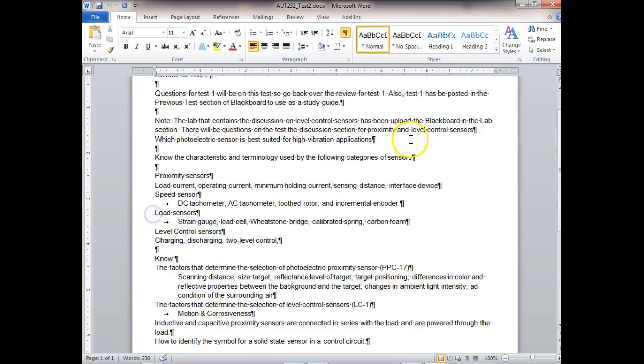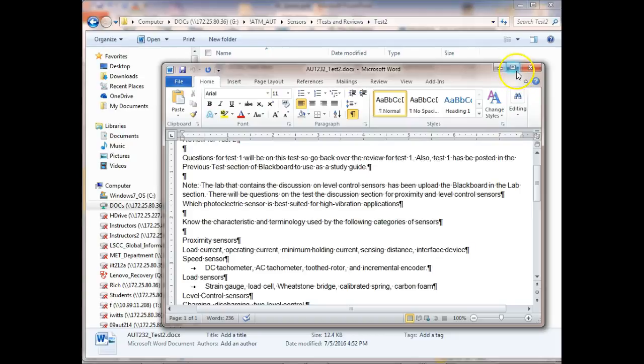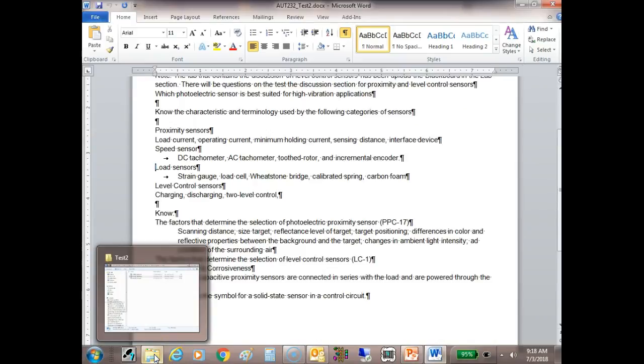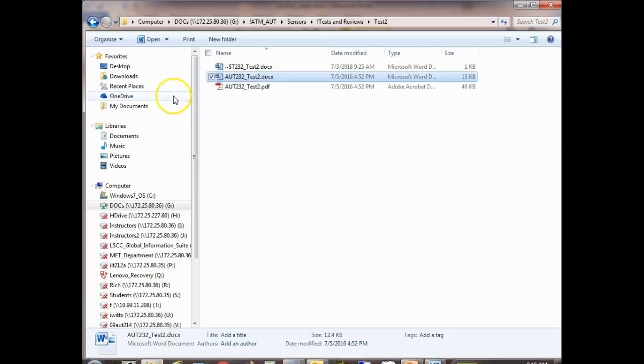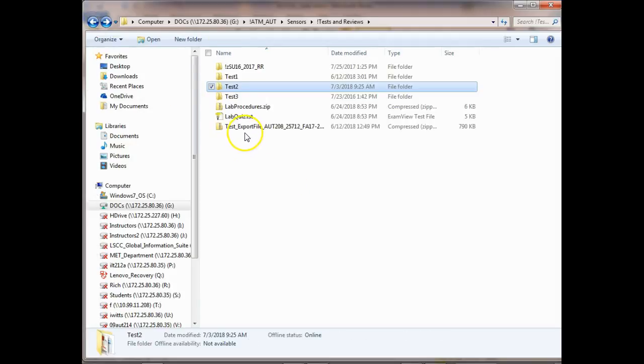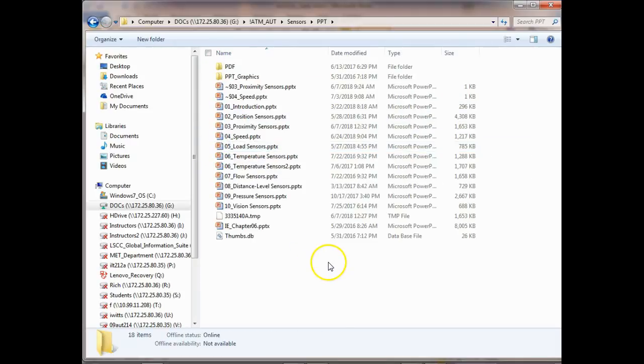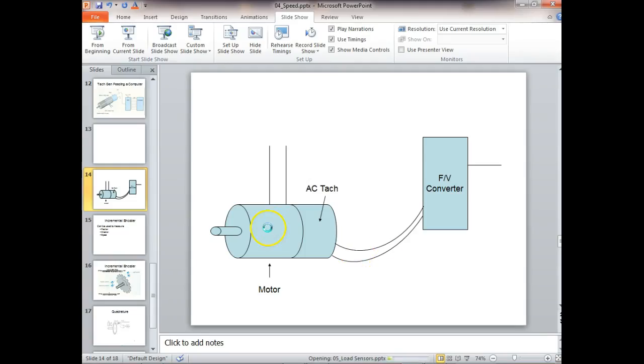So the next is load sensors. So what's a load sensor, what would a load sensor be sensing? Weight. Yeah. So how are we going to sense weight? That's what we're trying to do. What type of sensor would we, what would we think? Conveyor belt.